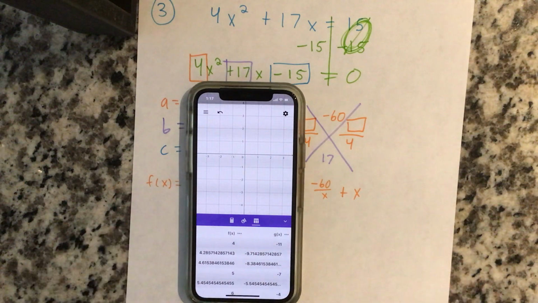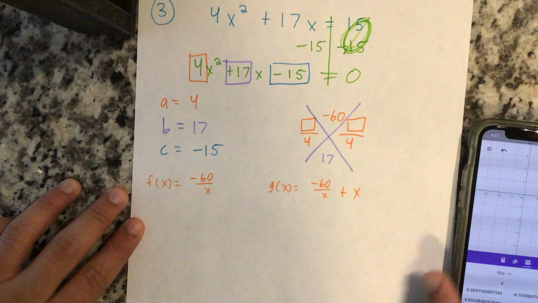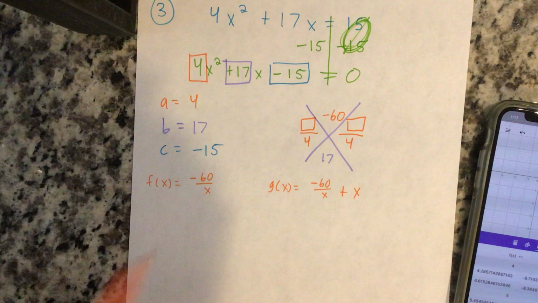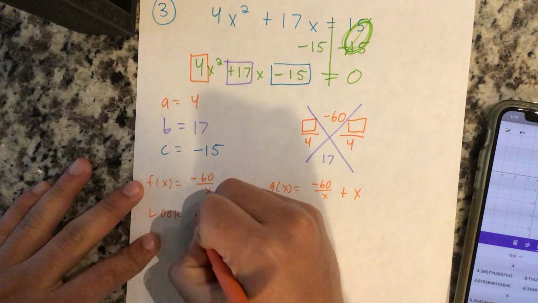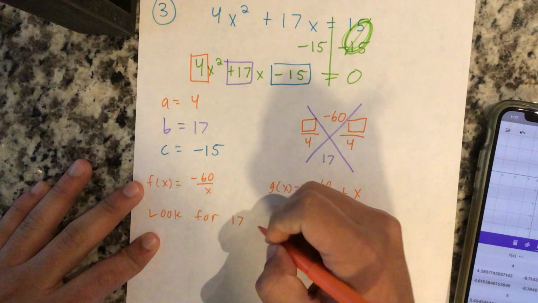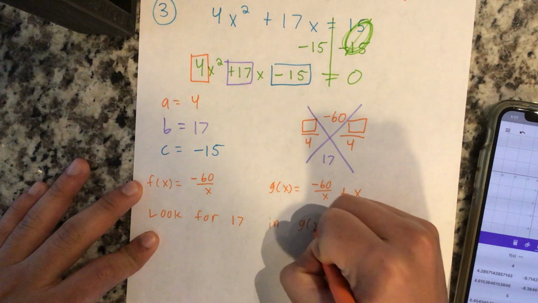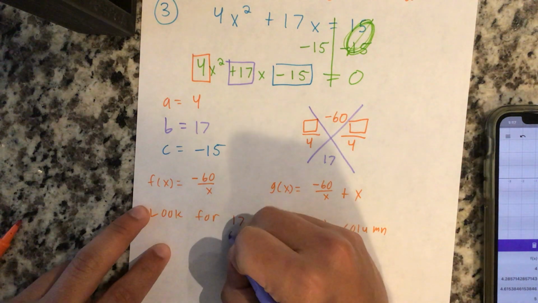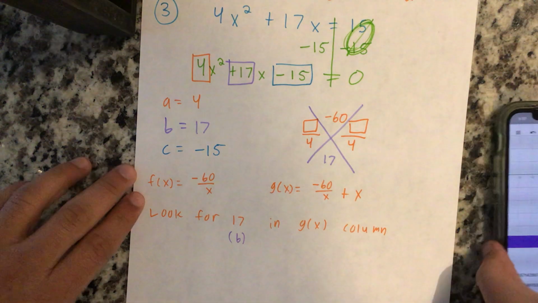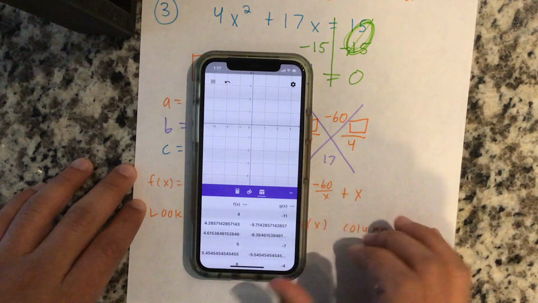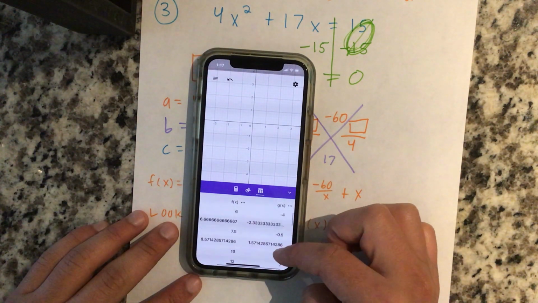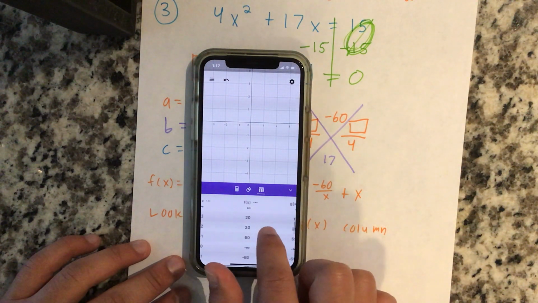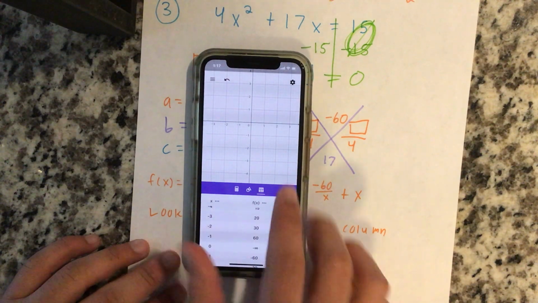Okay, so now when we are on the calculator, I have to look for 17 in the g of x column, right? I have to look for my b value. I need to look for this 17, that's the b. So go to my g of x column, and I'm gonna swipe down until I find, there it is, 17. So I find 17 in g of x, and I'm gonna write down these two numbers, okay?